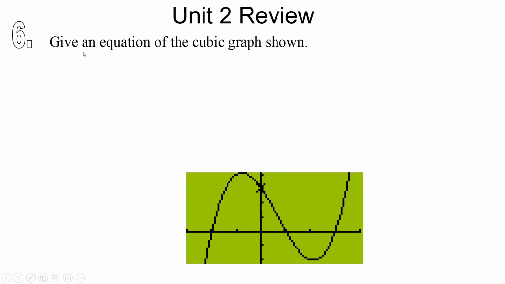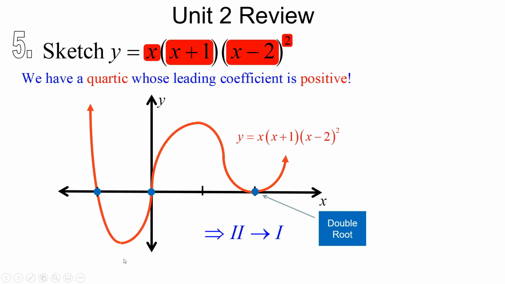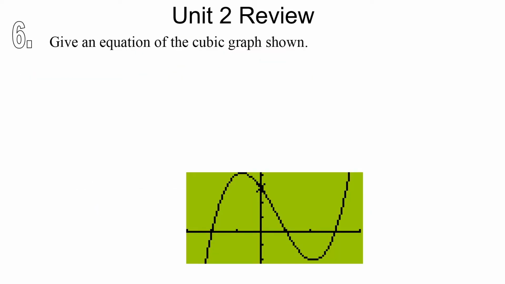Okay, number 6. Give an equation of the cubic graph shown. So now we're going the other way. We just started with a polynomial in factored form, and they ask you to sketch. Now they're giving you the graph with some very detailed information, by the way, and they're asking for the equation.